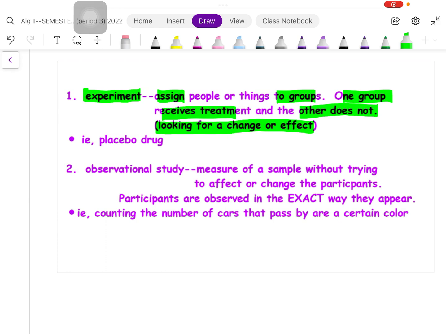An example would be you're testing out a new drug, so you have a placebo drug that you're testing. Like over at Prax Institute, they would do this.